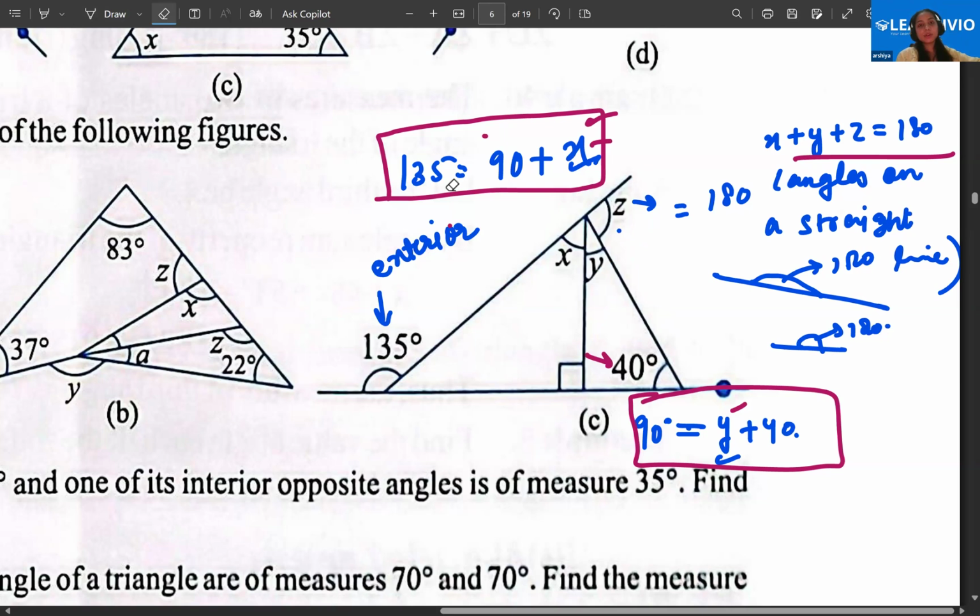Whenever you're solving these questions, make sure to write the reason in the bracket. So here, you're using the exterior angle property, so in the bracket you have to write exterior angle property. Or when you're using the angle sum property, you will have to write angle sum property. Like what is the reason? You can't just write anything in maths, right? So you'll have to write the reason.